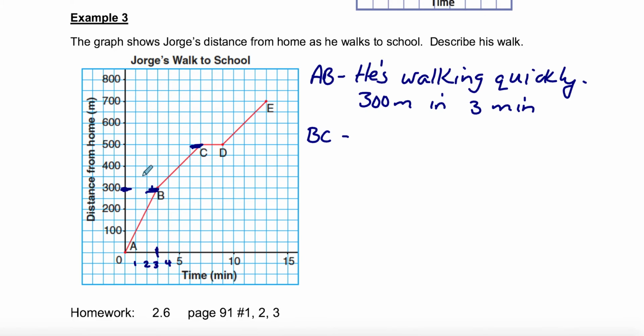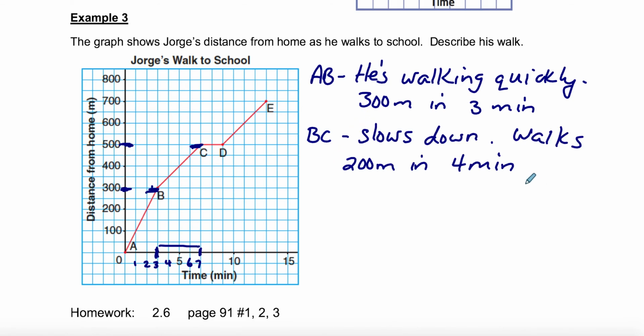So he was at 300 already, and then he went to 500. So he must have gone 200 meters, and he was at 3 minutes, and then now he's here. So 4, 5, 6, 7. From this distance to this distance, we've got 4 minutes, and he went 200 meters in 4 minutes. So he was going a little bit slower. You can see the line from B to C isn't as steep, so he's walking a little slower.